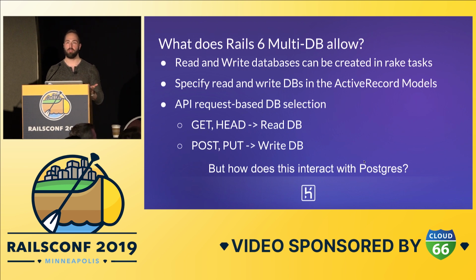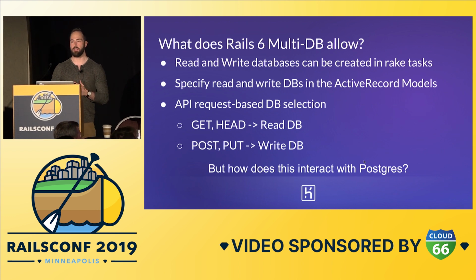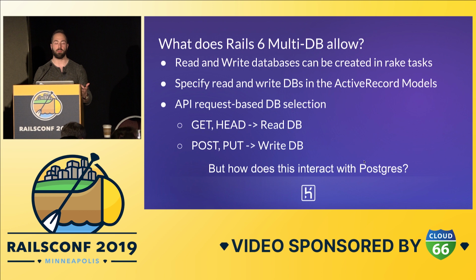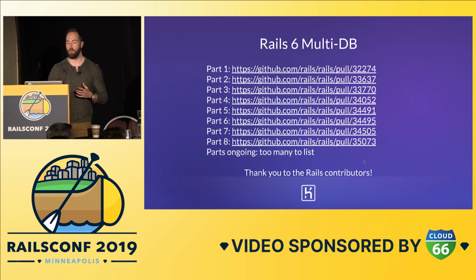So with Rails 6, they added full support for multiple database abstractions. What that does is allow read and write databases to be specified at every level of your Rails application, in the rake tasks, in your Active Record models, even filtering API requests down to the DB selection. So how exactly does that interact with Postgres?